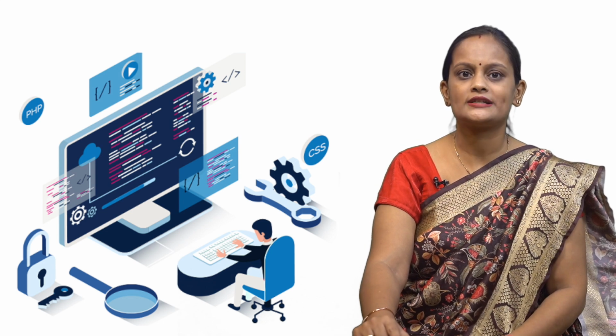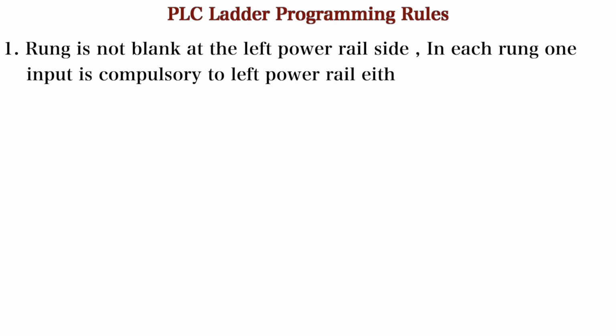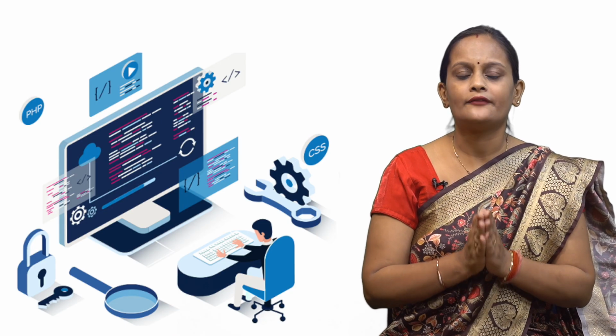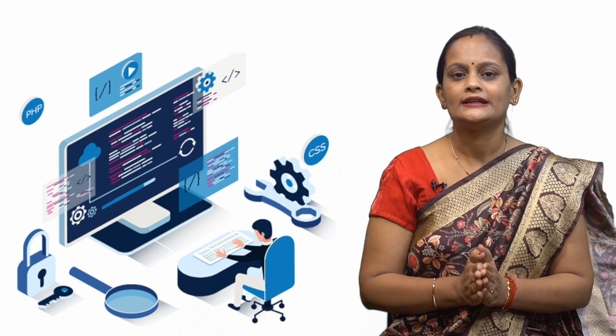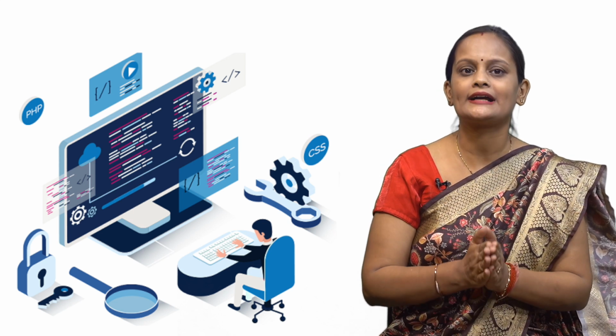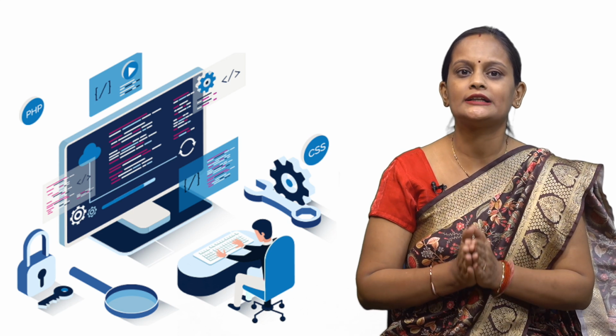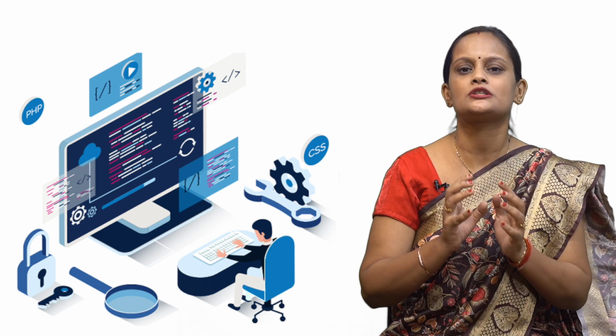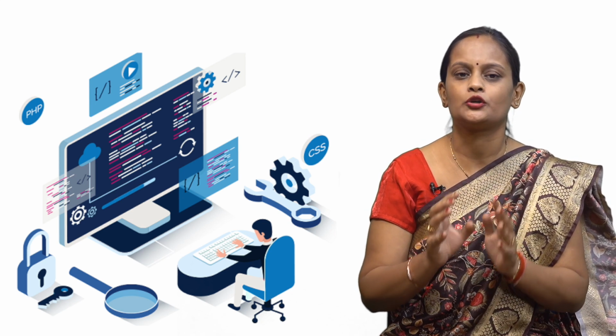Okay, the first rule is that the rung is not blank at the left power rail side. It means in each rung one input is compulsory. The input can be normally open or normally closed type. Every rung should have an input. It can be normally open, it can be normally closed, but there must be one input in each rung. There can be many inputs in a rung, but at least there should be one.